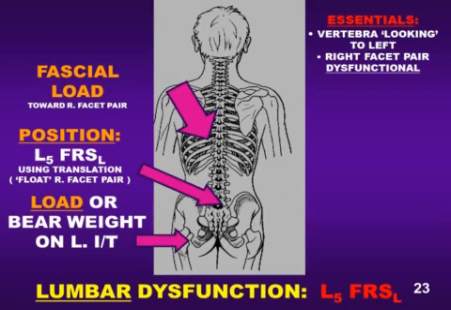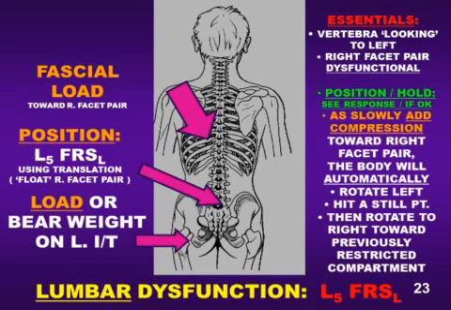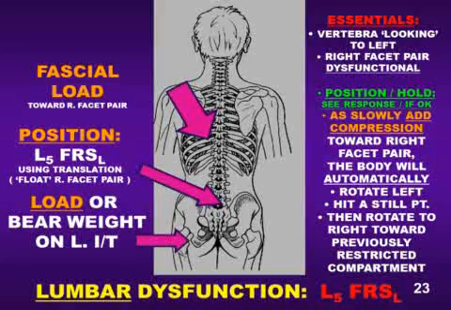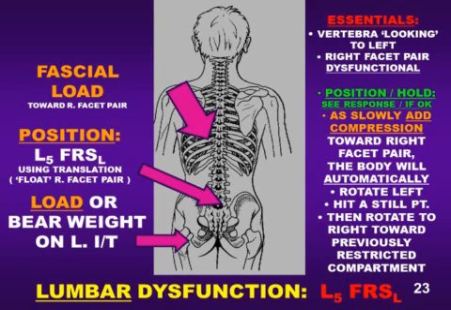If the muscles start to relax, put a little compression in slowly again, vector it down towards that right facet pair, and the body will start to rotate to the left, hit a still point, then on its own come back and will end up side bent right, rotated right, and extended. And if that's the pain generator, the patient immediately is going to start to feel some benefit from that. If it's the disc, it's not going to.